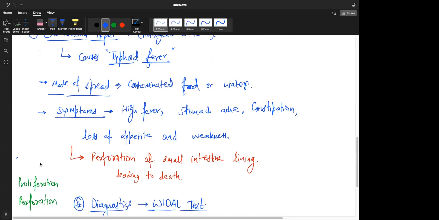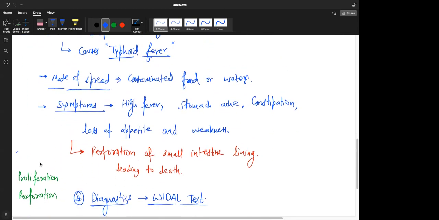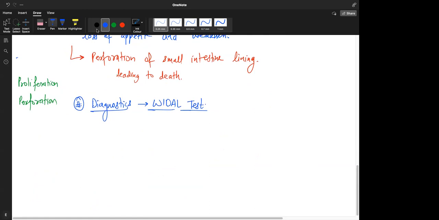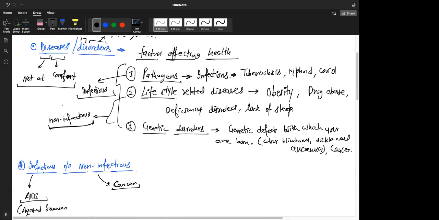Okay, so the diagnostic test is Vidal. So this is all you have to know about Salmonella typhi from your examination point of view. Now let's go to another important pathogen, which is called Streptococcus. And the name, yes, tell me, Anna. Could you show the previous? Yes, you want me to scroll up the screen?